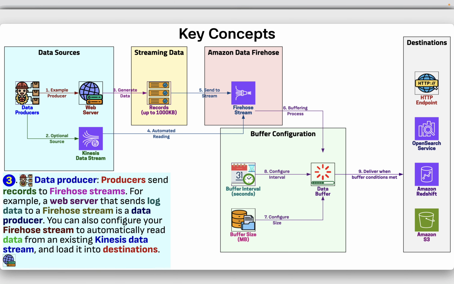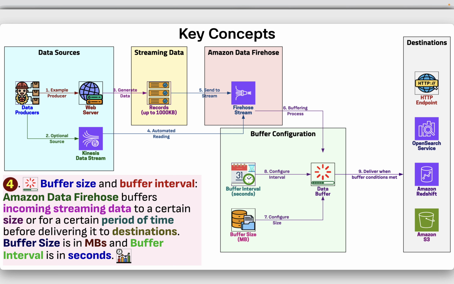And next we have data producer. Producers send records to Firehose streams. For example, a web server that sends log data to the Firehose stream is a data producer. You can also configure your Firehose stream to automatically read data from an existing Kinesis data stream and load it into destinations.